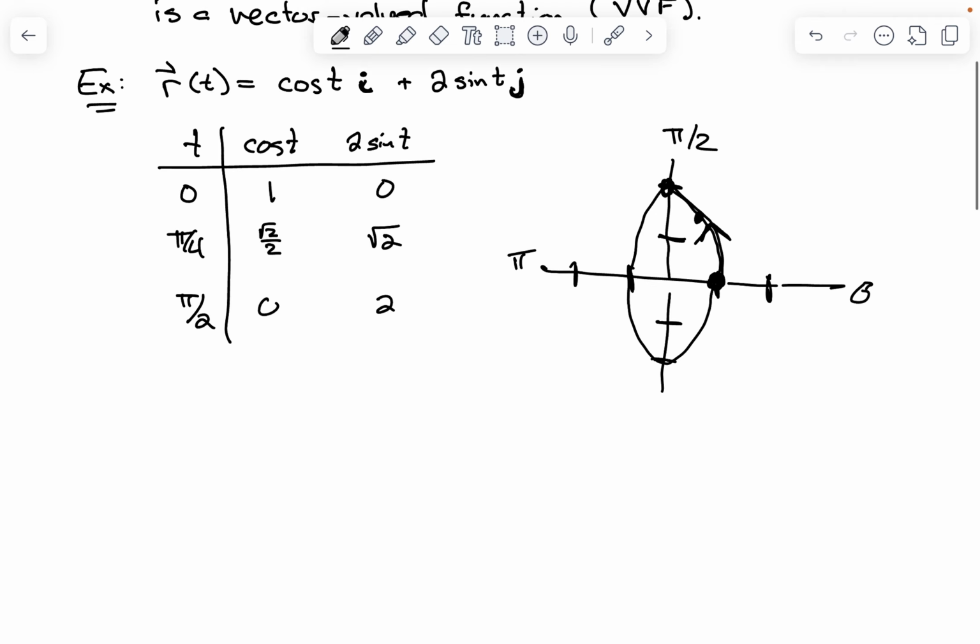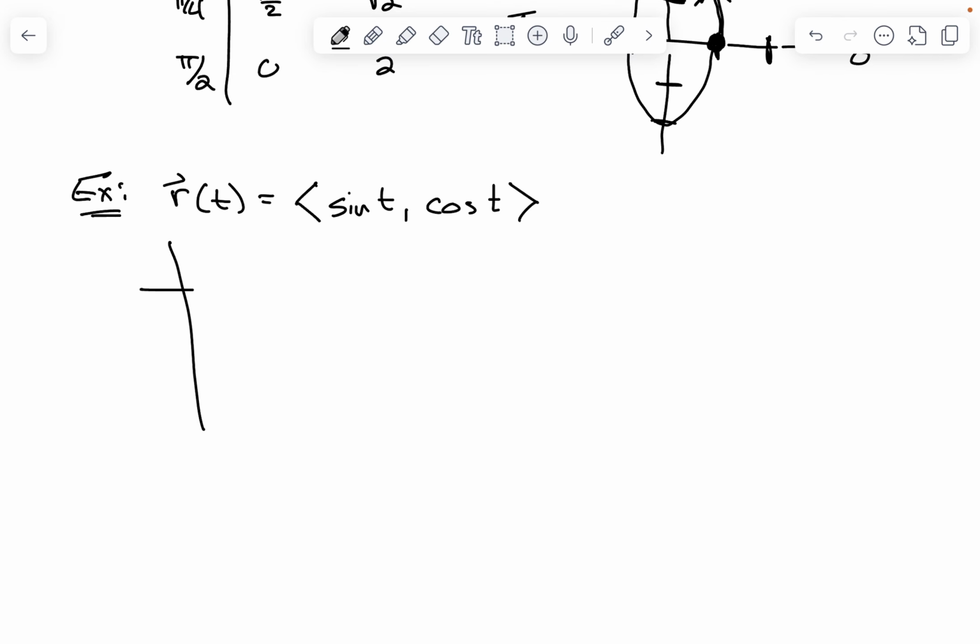So that's one example. I want to look at two more examples. This is the example r of t is, let's see, sine t, cosine t. If we make a chart like this, for this one, if we look at 0, pi over 4, and pi over 2, sine of 0 is 0, then root 2 over 2, then 1. Cosine of 0 is 1, then root 2 over 2, and then 0.